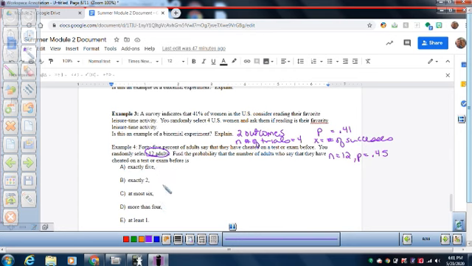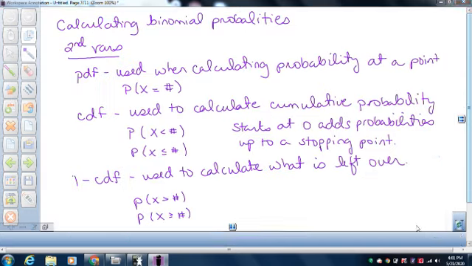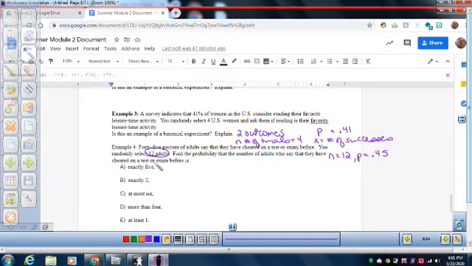Exactly 5. So what I'm going to ask that you do is write a probability statement, because if you write the probability statement, then you can discern which one of these functions that you should use. I'll say, is it a PDF, a CDF, or a 1 minus CDF? So exactly 5 is looking at the probability that X is equal to 5. Exactly 2, that would be the probability X is equal to 2. At most 6, so that's the probability X is less than or equal to 6. More than 4, that's the probability X is greater than 4. And at least 1 would be the probability X is greater than or equal to 1.